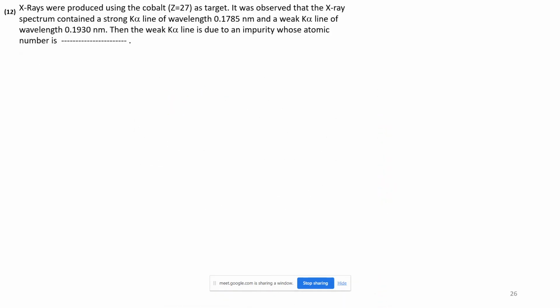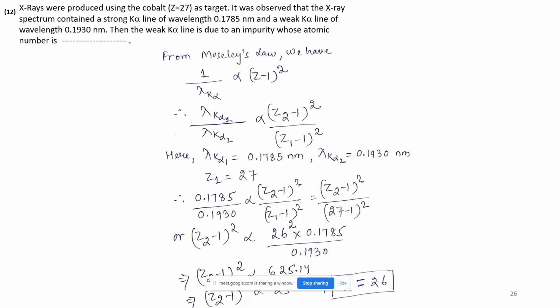Now we will go to the other problem. X-rays were produced by using cobalt as target. It was observed that the X-ray spectrum contained a strong K-alpha line of wavelength 0.1785 nanometer and a weak K-alpha line of wavelength 0.1930 nanometer. Then the weak K-alpha line is due to an impurity whose atomic number is to be found. Okay, the atomic number you have to calculate.